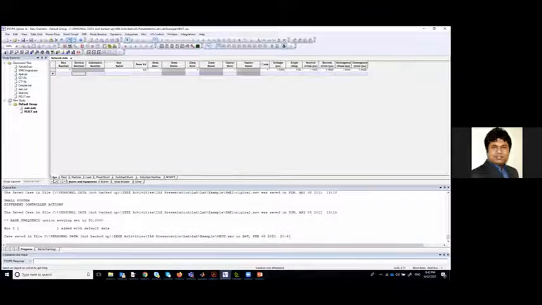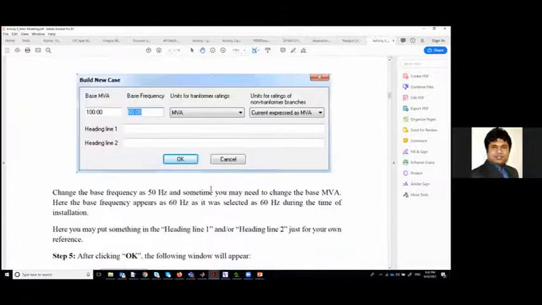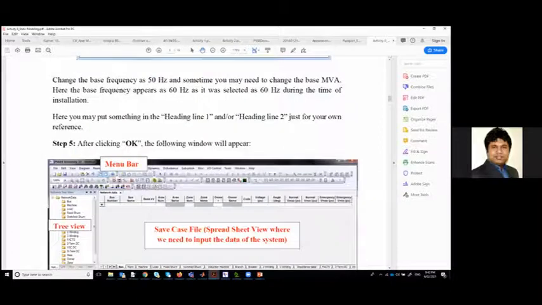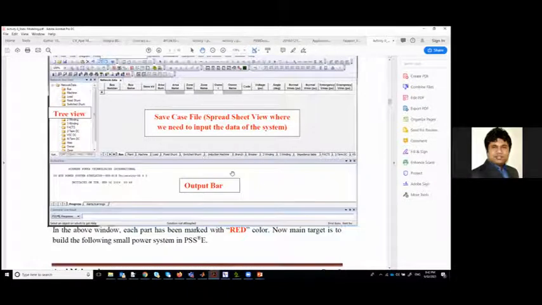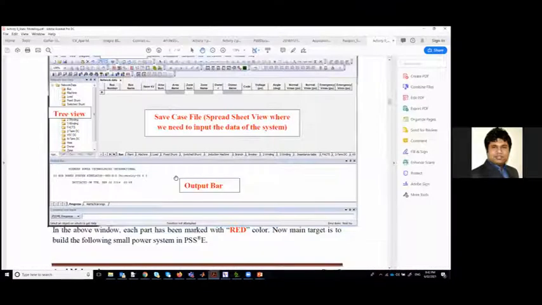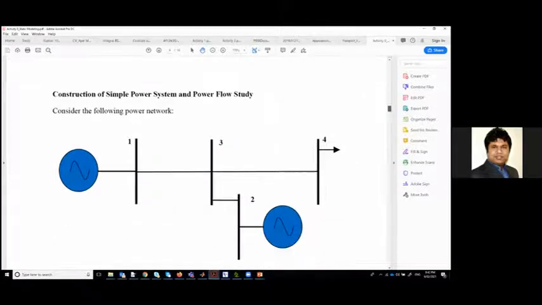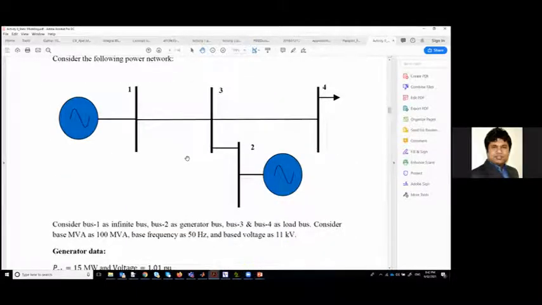We'll start with bus, but before I start in the software, I want to show you which system I want to build here. Once I save that, I changed it to 50 Hertz. After clicking OK, you saw this is the output bar at the bottom. Now I want to develop this system. If you look, this is a 4-bus system. Can you see the PDF?